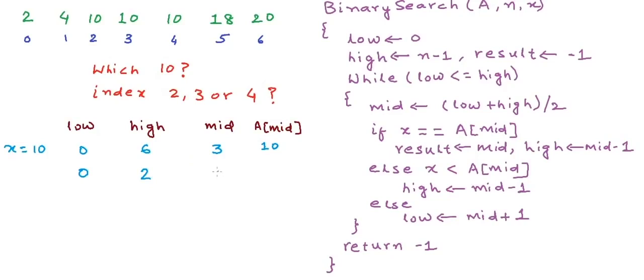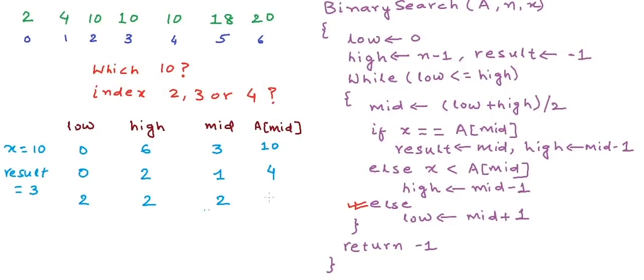Now mid would be 1, a mid would be 4. I will also write the value of result at any stage. So far we have found 10 at index 3, so our result is 3. Now for this case, low 0, high 2 and mid 1, we will go to the condition when x is greater than the middle element. So low becomes mid plus 1. So low becomes 2, high is already 2. Now mid would also be 2.